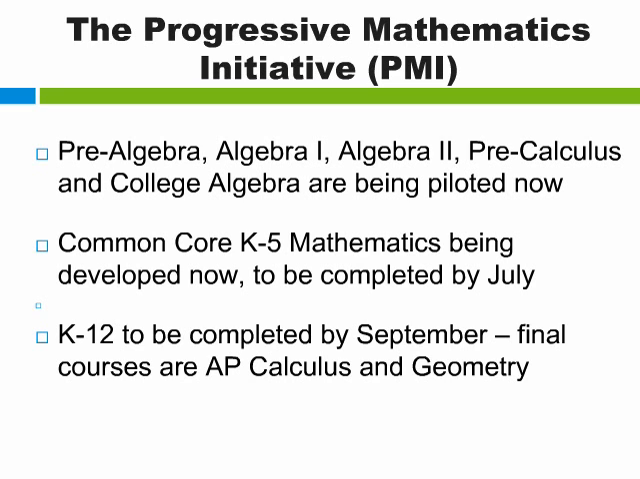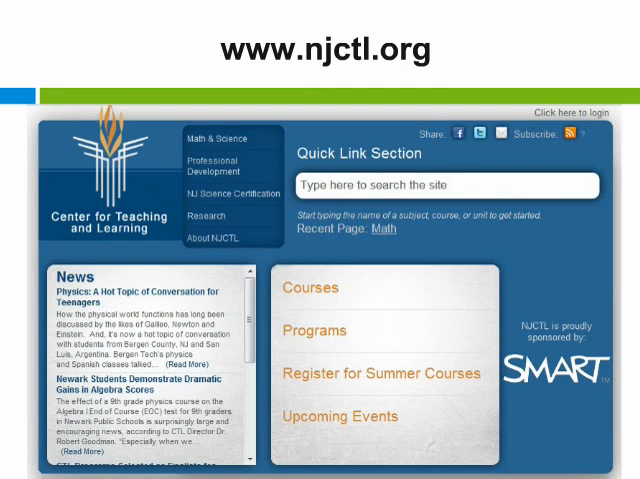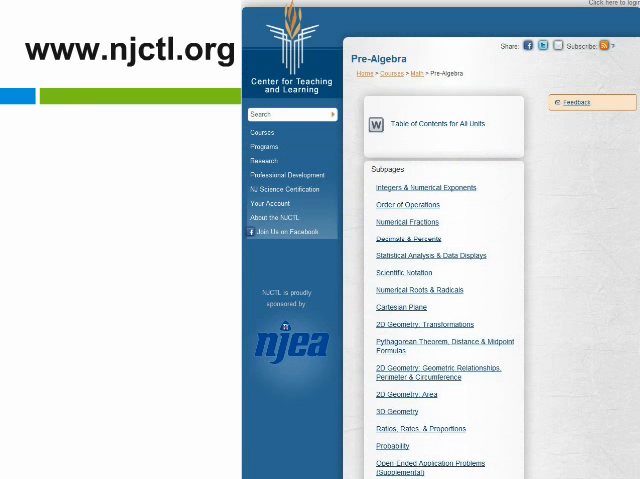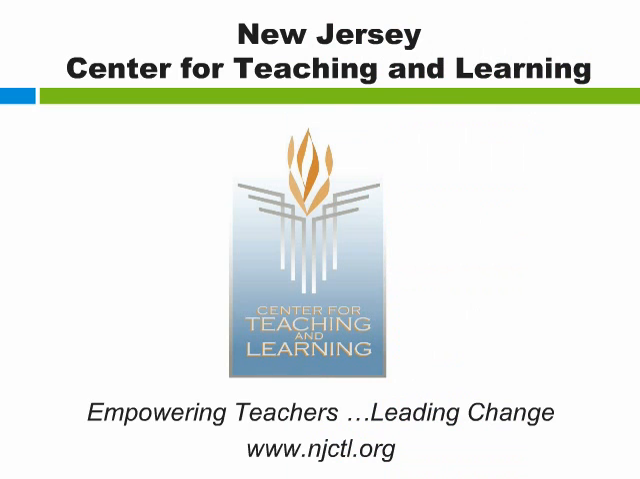And K-12 mathematics will be completed by September with the last 2 courses that we're doing this summer, AP Calculus and Geometry. This is the website for the math. Well, it's the same website, but when you click on courses, if you go to mathematics, you would see a list of courses. This is the units in pre-algebra. And that concludes my presentation. Thank you so much.